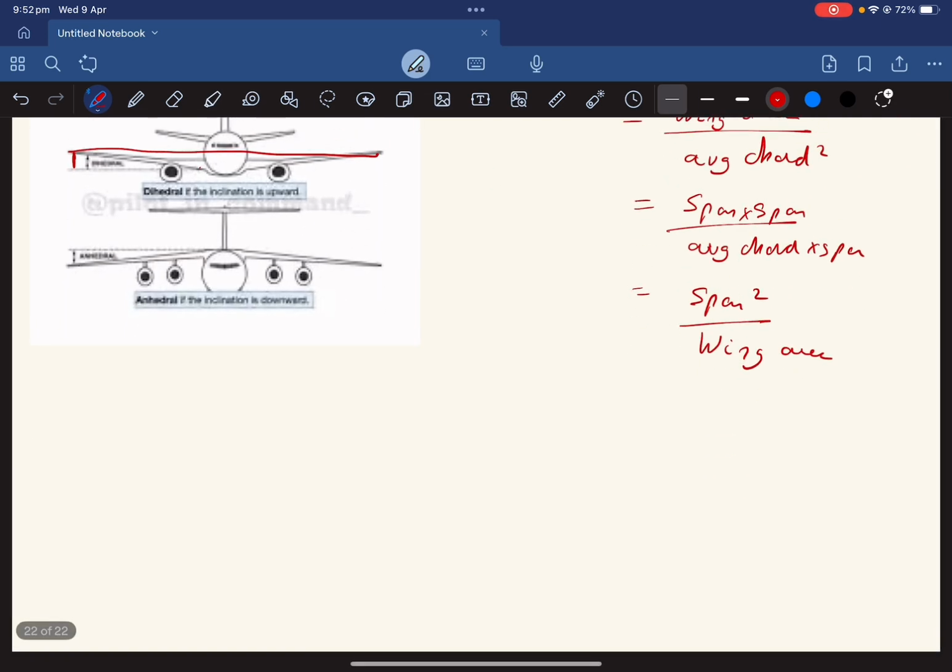So there are a few benefits of having a high aspect ratio. I'll tell you one now; it will make sense to you in the next chapter. If your aspect ratio is high, your drag is less. Spoiler alert: induced drag.